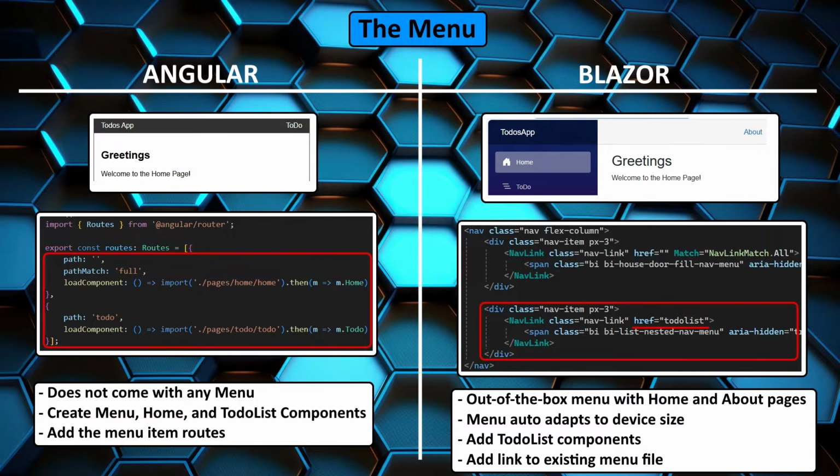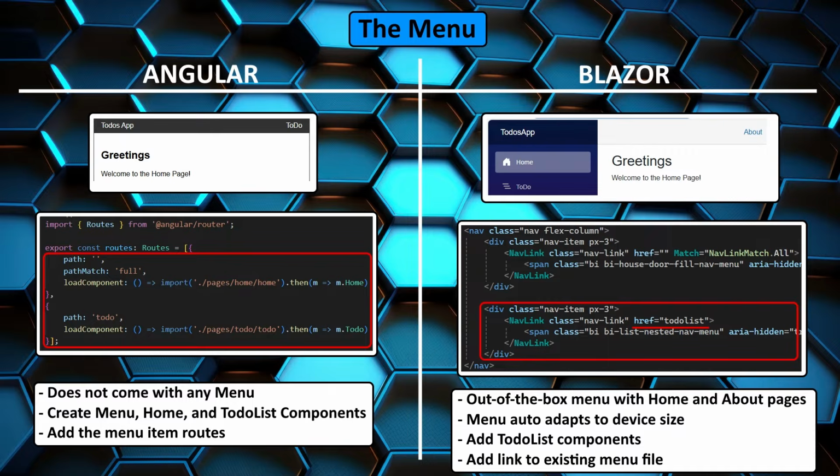Angular comes with a default page with some helpful links. Other than that, there's no other components. You will have to create a menu component, a homepage component, and the to-do list component. Also, to do this right, you'll have to set up the routes to the pages.